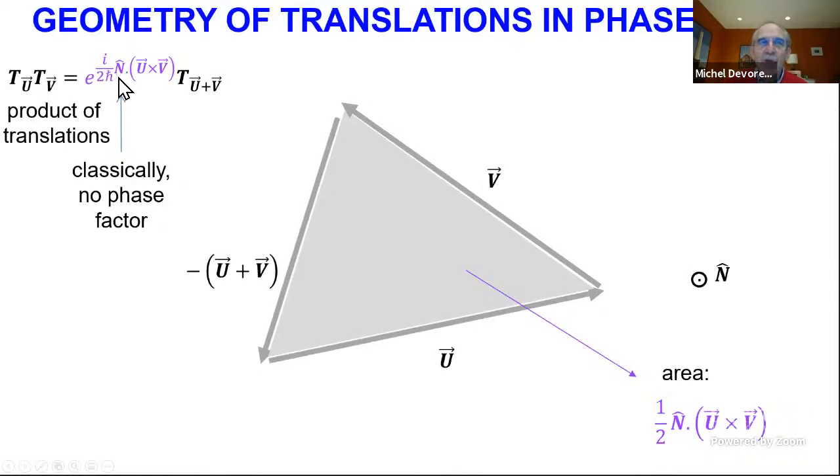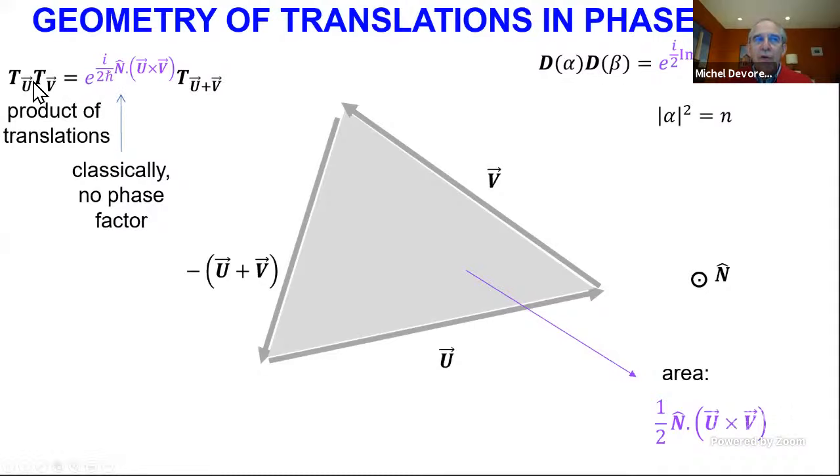So this is actually a wonderful property that, it turns out, defines entirely the difference between classical and quantum mechanics. In quantum mechanics, when you do a closed circuit in phase space, you suffer a phase factor that is proportional to the area.